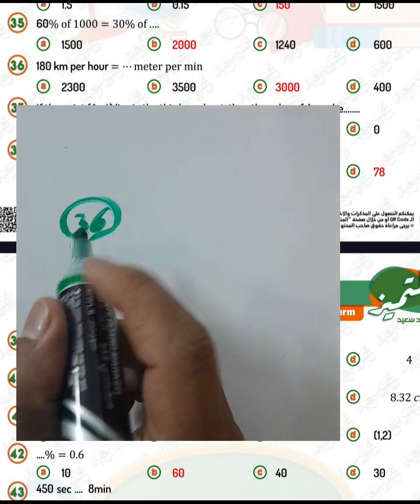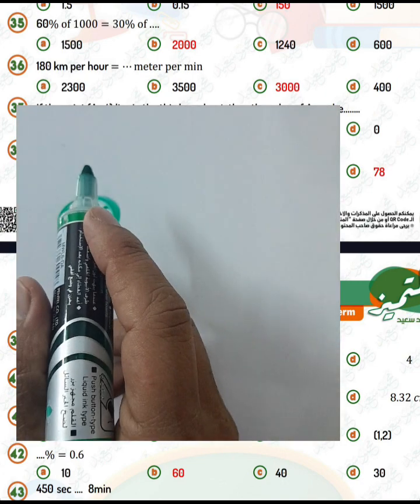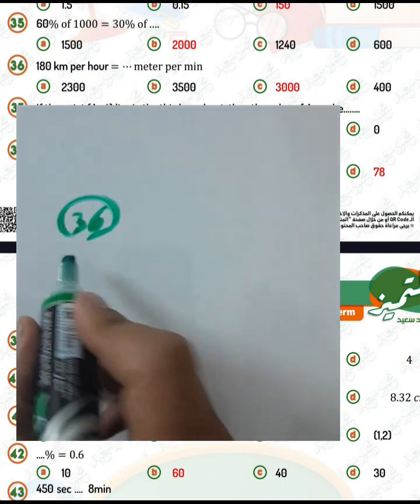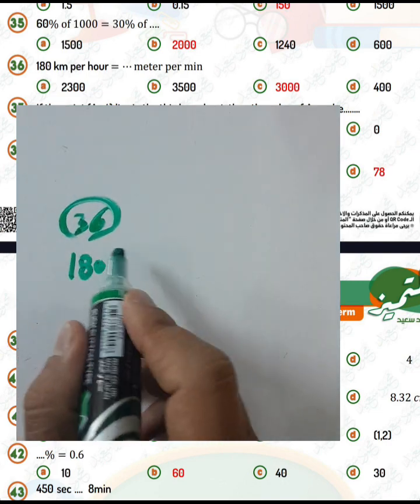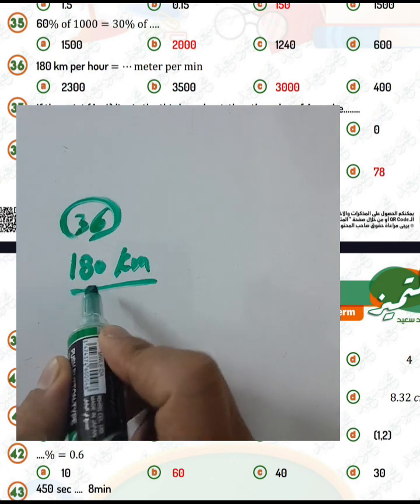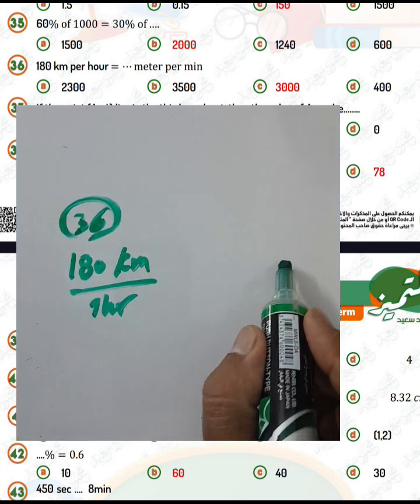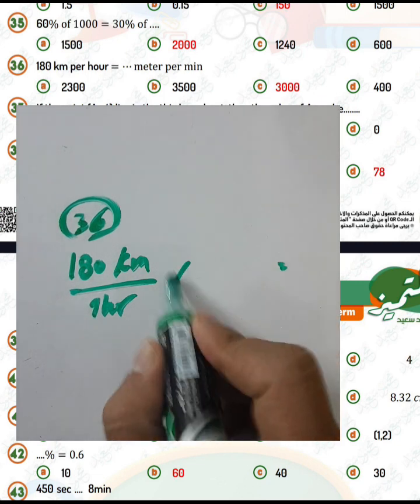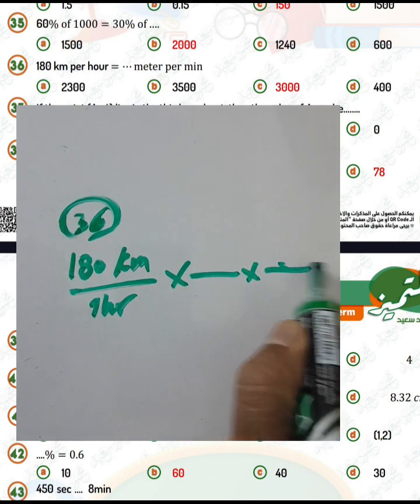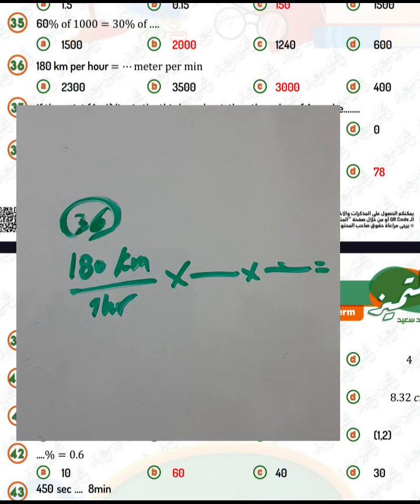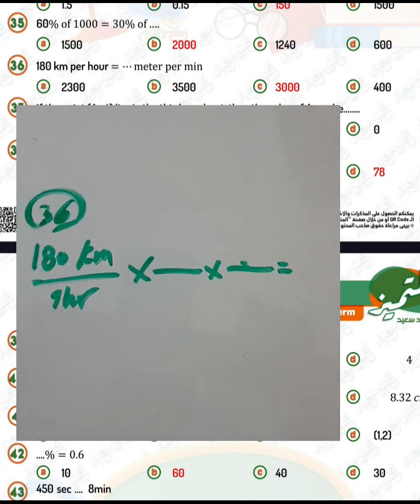Question 36. 180 kilometer per hour convert to meter per minute. We have 180 kilometer per 1 hour to meter per minute. We have two conversion factors here. Okay, we have two conversion factors. Convert from kilometer per hour to meter per minute.